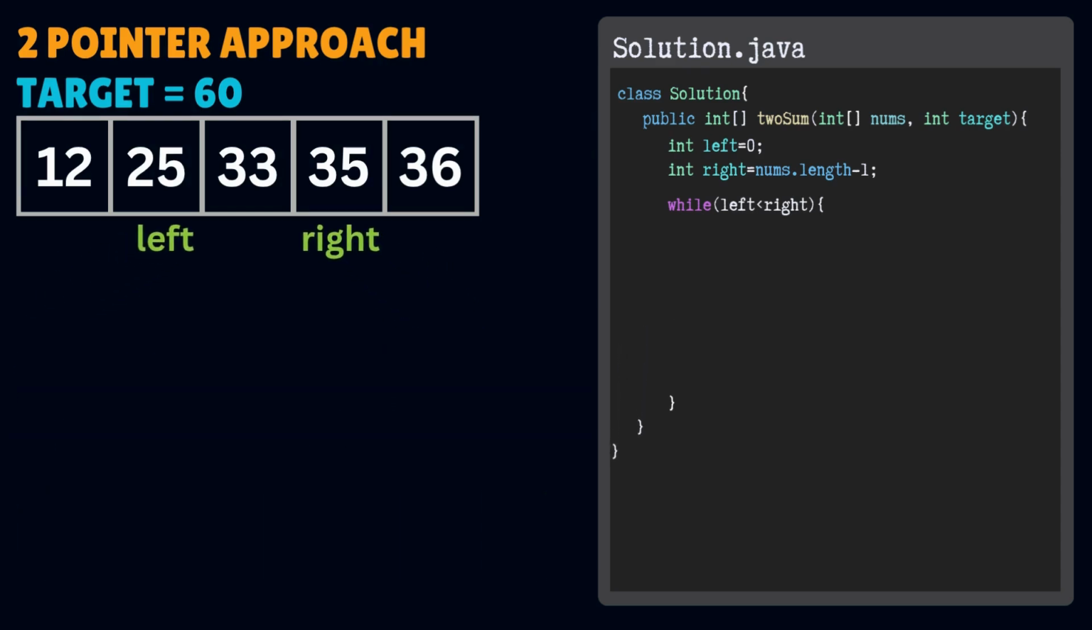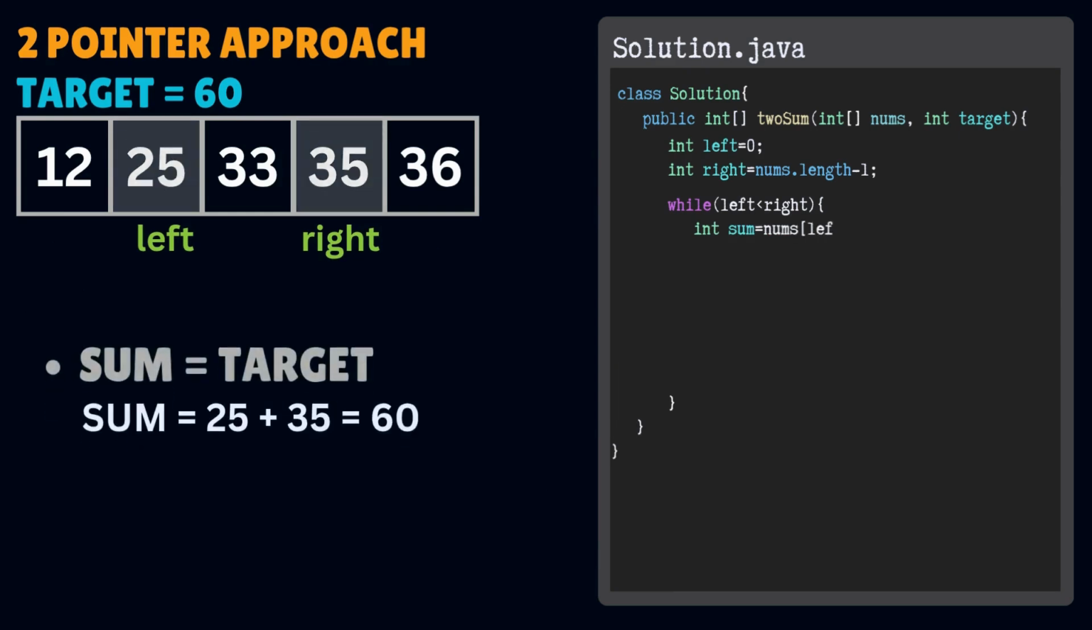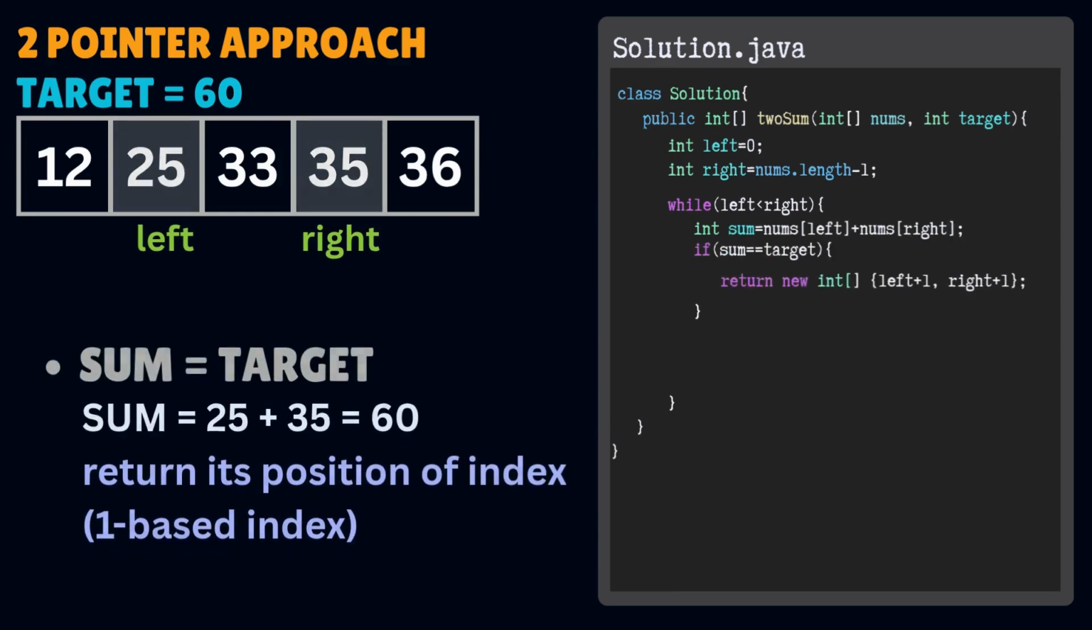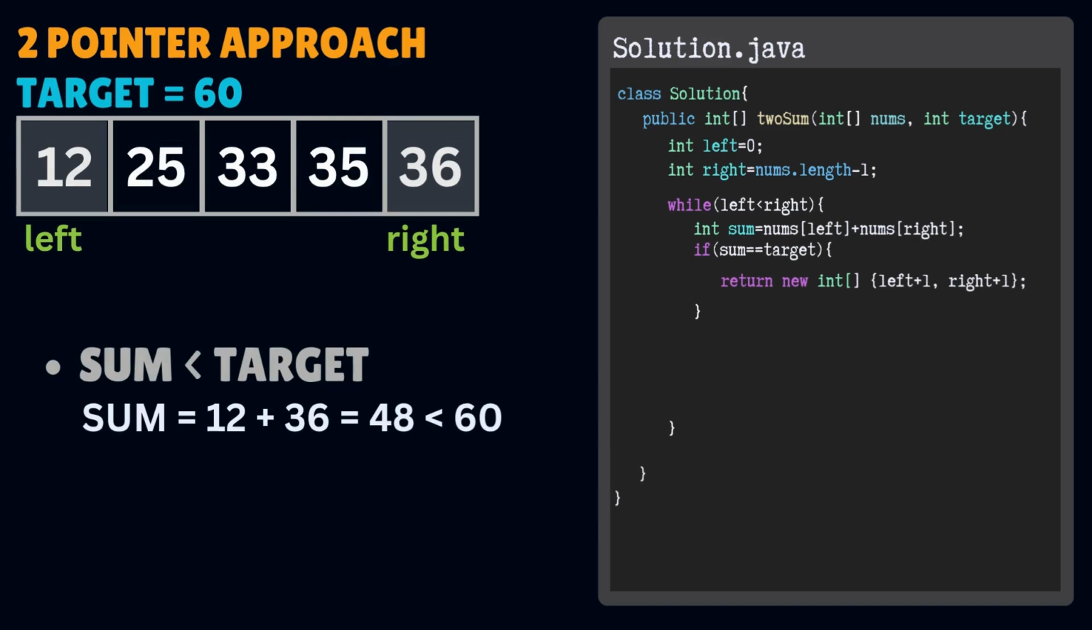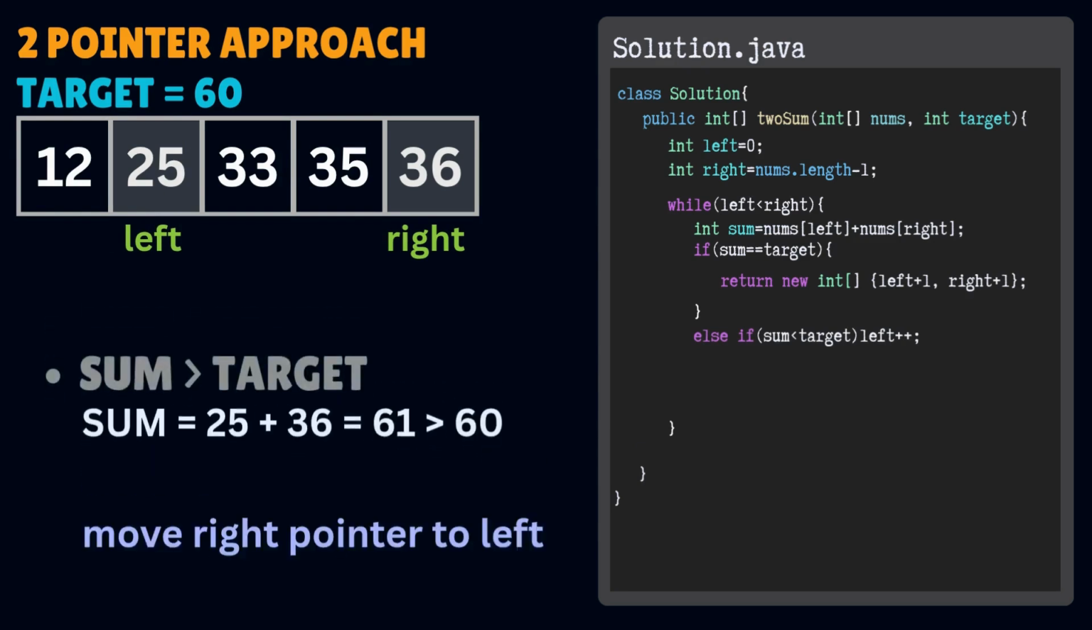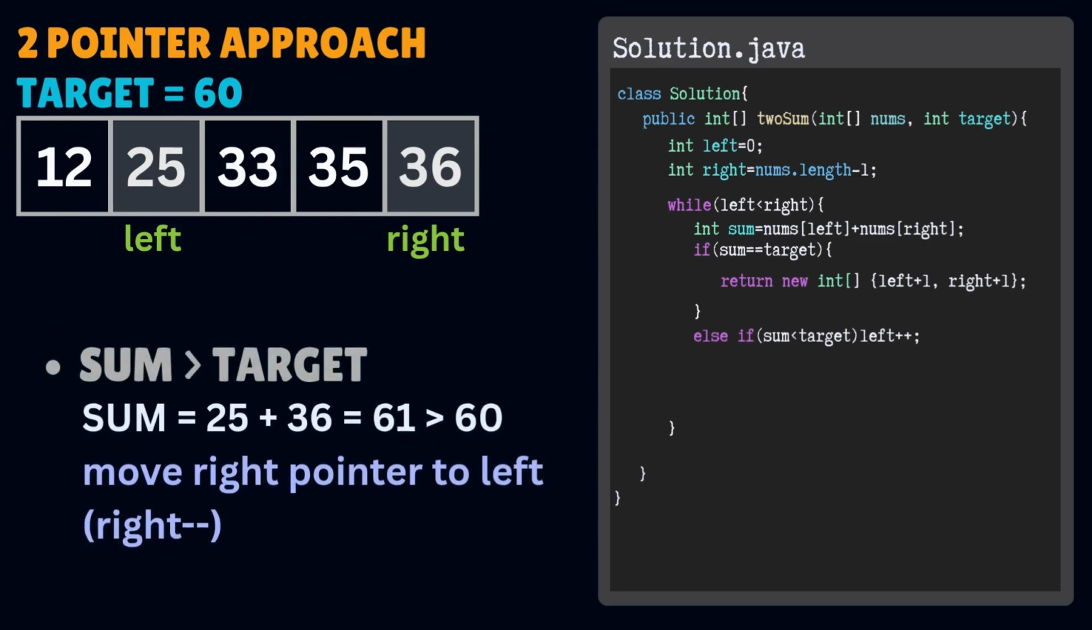Now comes the main internal logic. If the sum is equal to the target, great. We return the positions of left and right. But if the sum is smaller than the target, it means we need a bigger number. So move the left pointer 1 step to the right. If the sum is bigger than the target, we need a smaller number. So move the right pointer 1 step to the left.